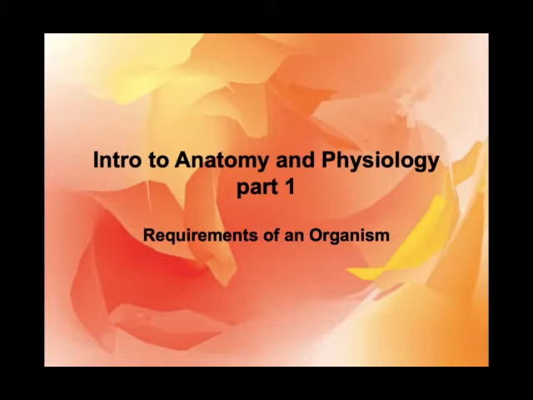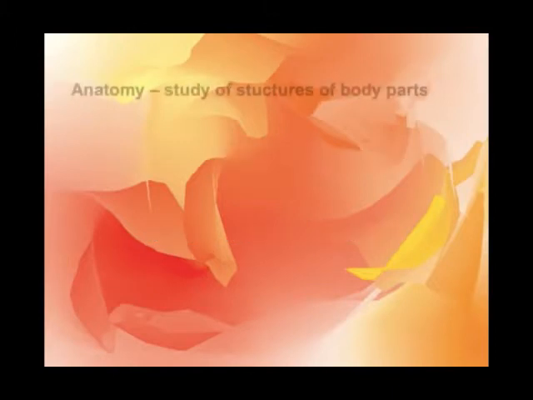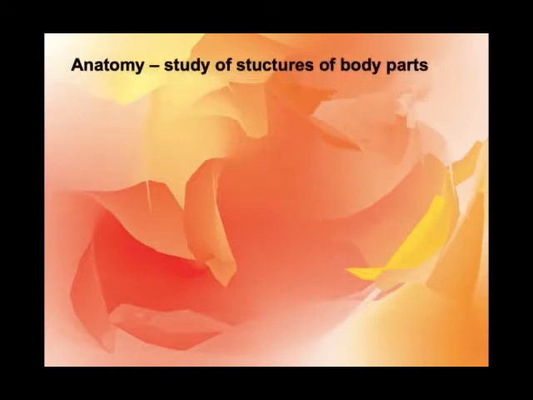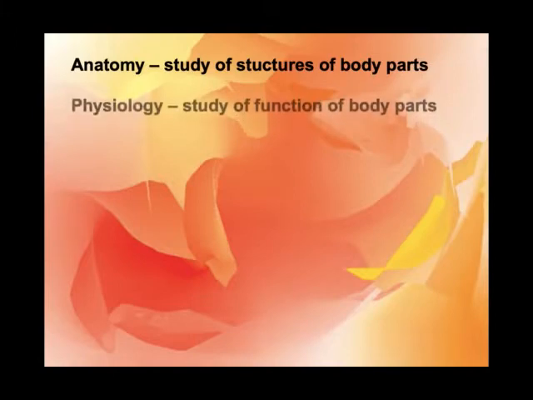I'm Mrs. Bolden, and this is Introduction to Anatomy and Physiology. We're going to talk about part one of this series today, requirements of an organism. If we're going to study anatomy and physiology, one of the first things we need to do is define what anatomy is. Anatomy is the study of the structure of body parts, and if you're taking human anatomy, it would be the structure of human body parts.